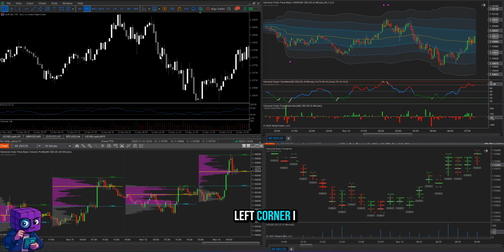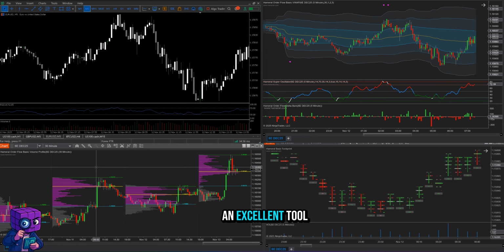On the top left corner, I have the NinjaTrader platform. The rest of the charts are from the NinjaTrader platform. On the bottom left, I have the volume profile. Top right, VWAP with delta bars and super oscillator, and at the bottom, the footprint with volumes. Let's start with the key areas.